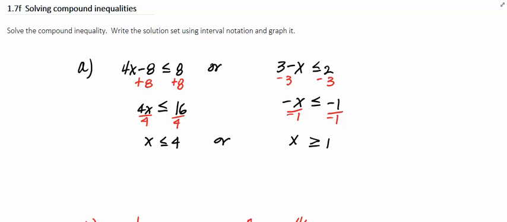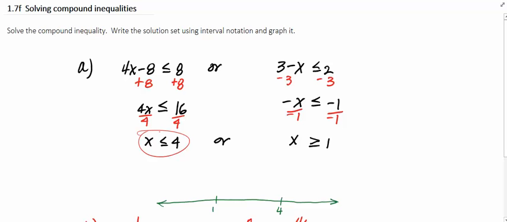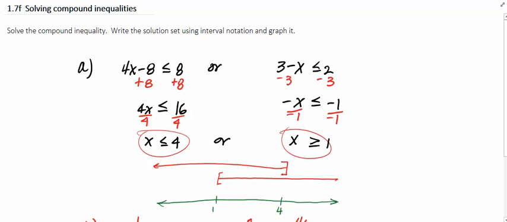Now I'm going to go ahead and put my number line down. I'm just going to label the 1 there, and the 4 there, and now I'm going to do my prep work above it. So my first one is going to be anything less than or equal to 4. So this is what that's going to look like above. And then anything greater than or equal to 1 looks like this. Now, the word OR means either or, meaning put them both on, right?